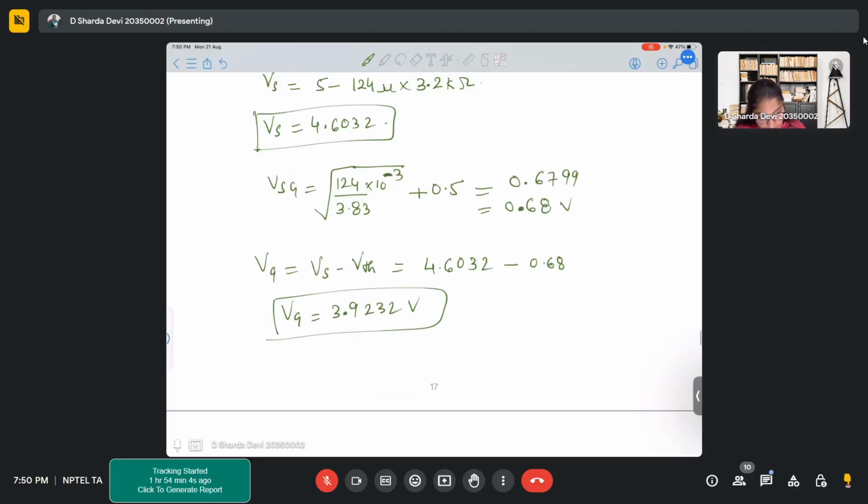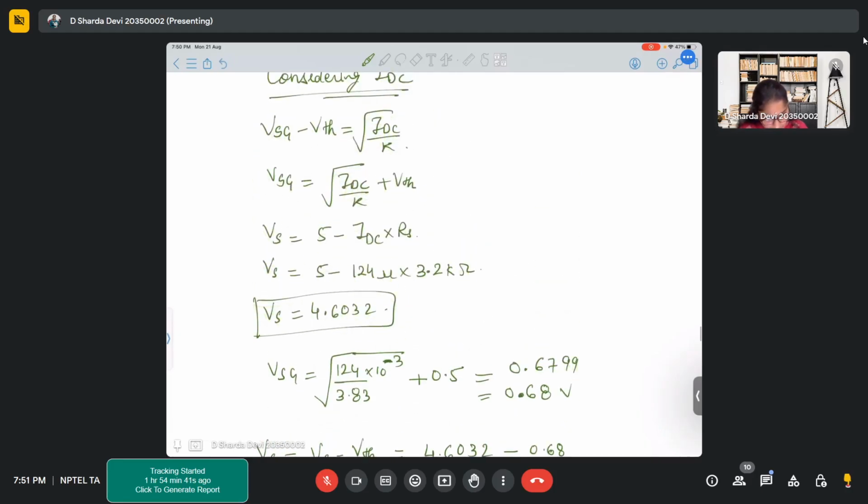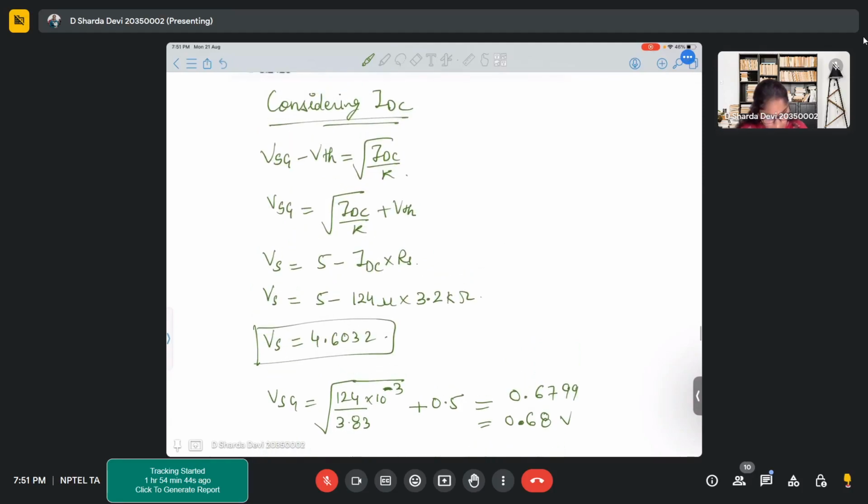So R2 is 3.9232 into 10 mega by 5. So this is 7.8464. 7.8464? Maybe something is wrong. Is there some calculation mistake somewhere? It was 3.2 only.